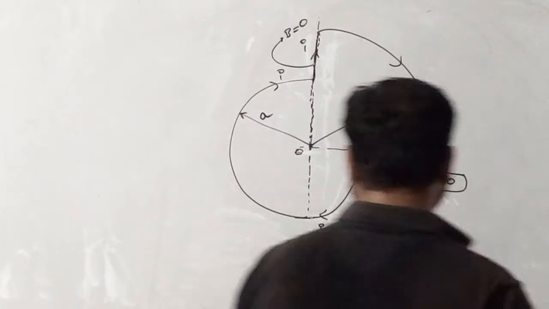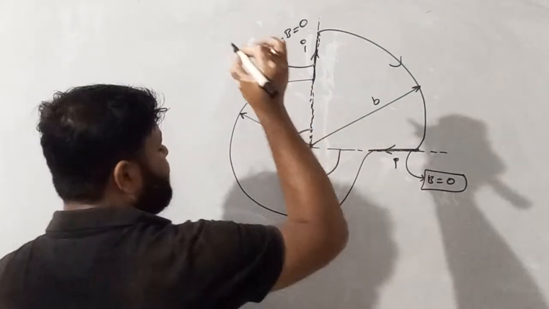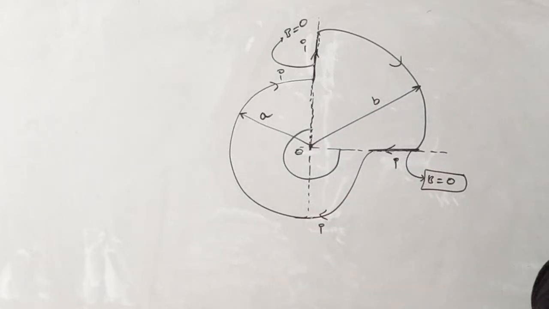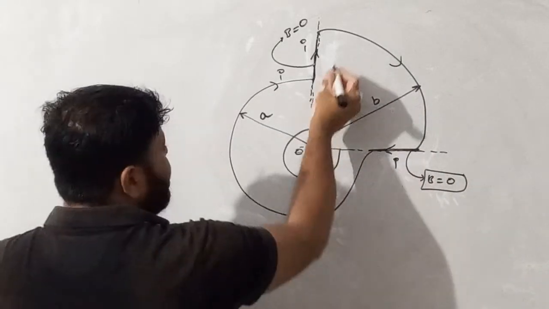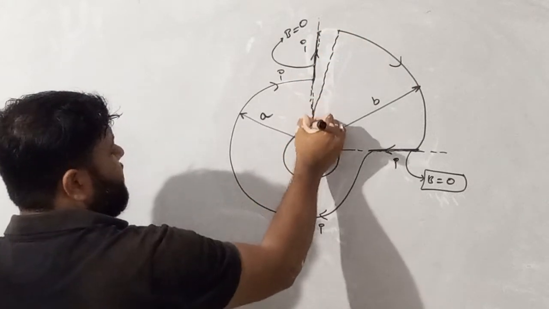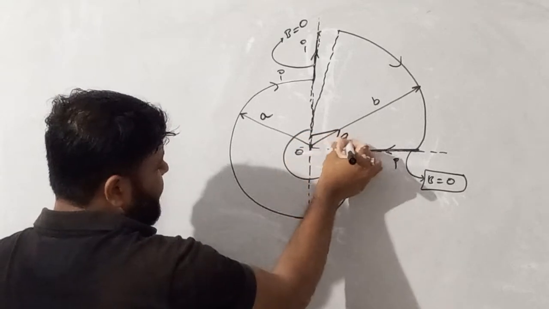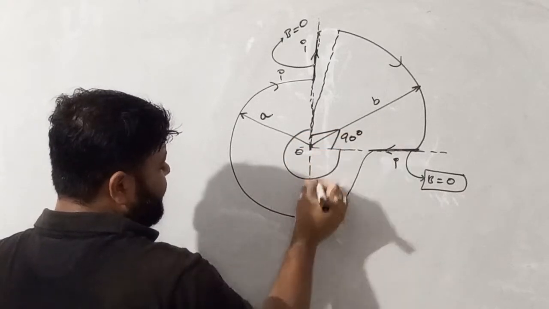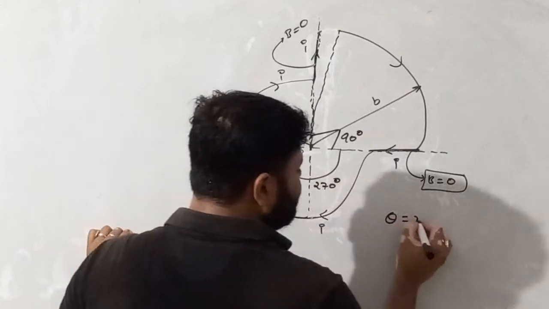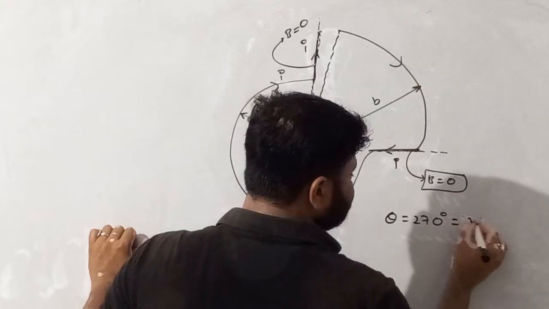So please try to understand. For this arc, my dear students, the angle must be 270 degrees. I hope you all are understanding, because this is 1/4 part of an arc. Basically this structure is like this. So this angle must be 90 degrees. So if this is 90, then this must be 270 degrees. And theta, if 270, we can write it as 3 pi by 2.